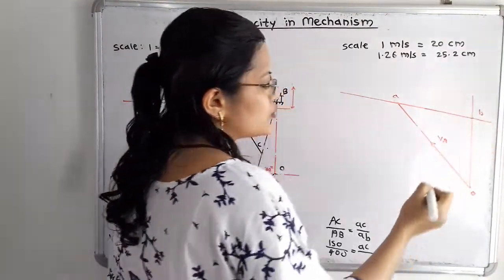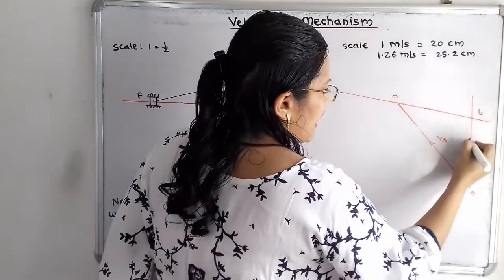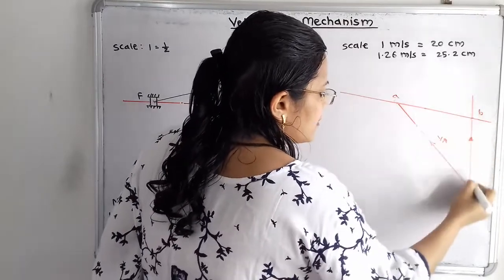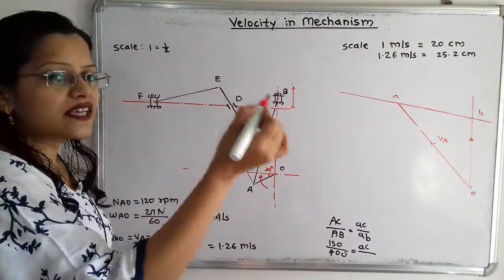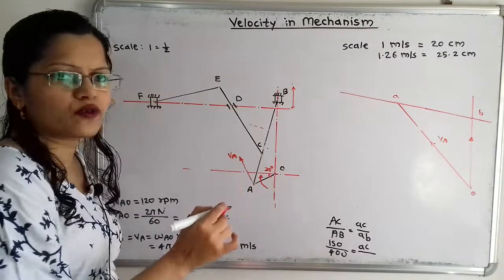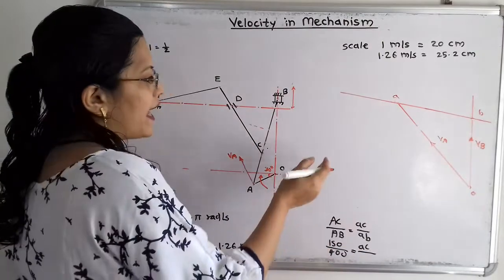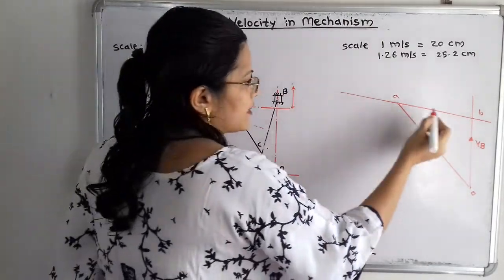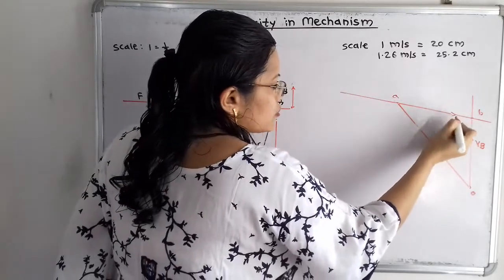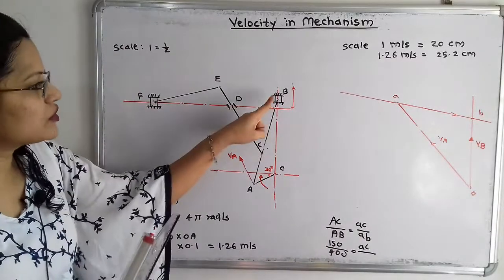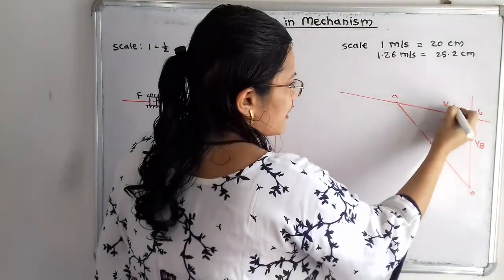So we have to show an arrow from O to B, where O is the initial point and B is the final point. This vector OB indicates the velocity of B, or we can say the velocity of the slider at B with respect to O. So I will write it as VB or VBO. And what does this vector AB indicate? Here we show an arrow, A is the initial point, B is the final point. So this vector indicates the velocity of B with respect to point A. So I will write VBA.